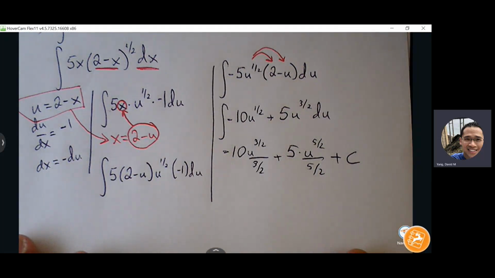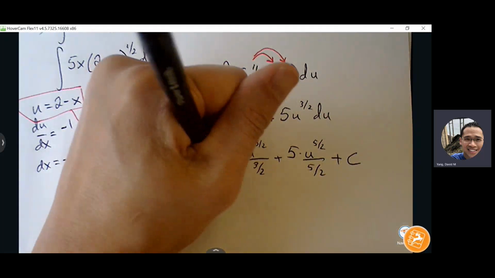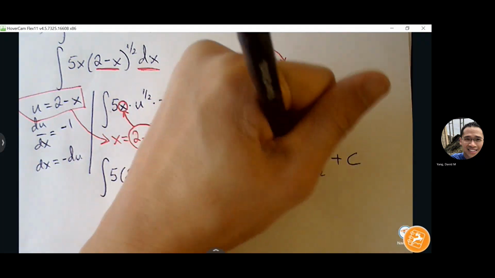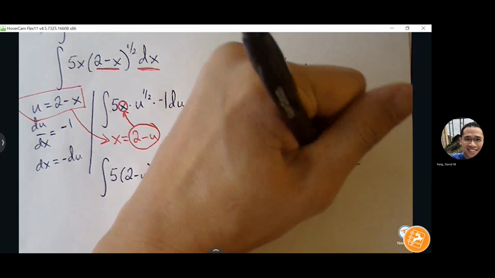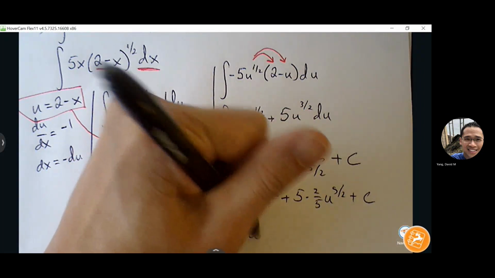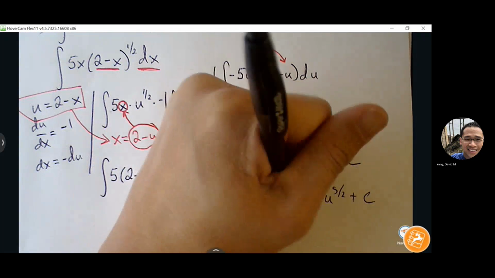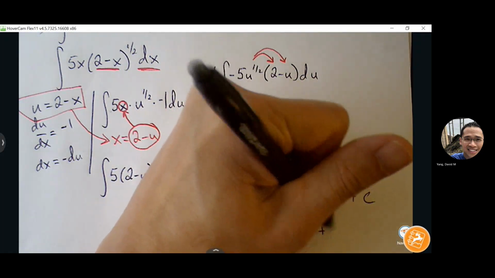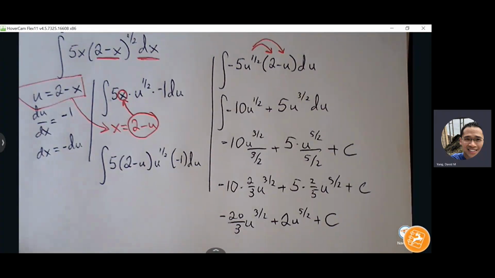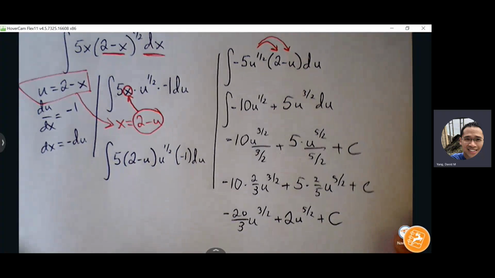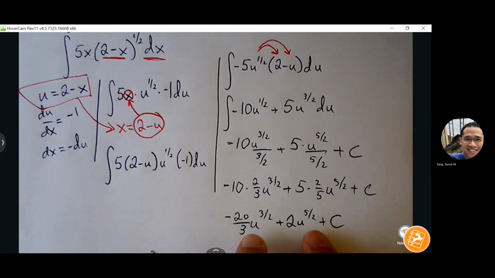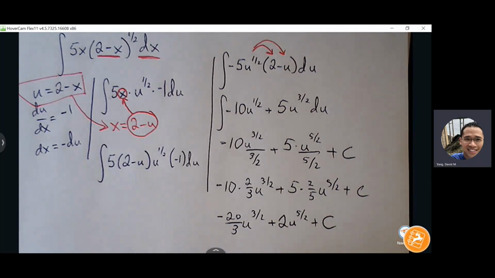Flip those fractions to merge with the coefficients that you see in front. Okay, we've done a lot of work, and can we leave this as our answer? One more thing to do. Yeah, substitute the u back with x.